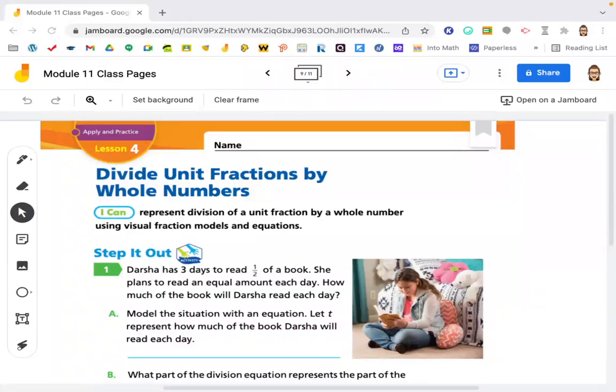Hello, my mathematicians. Today we are looking at Module 11, Lesson 4, Divide Unit Fractions by Whole Numbers. Hopefully by the end of this lesson, you'll be able to represent division of a unit fraction by a whole number using visual fraction models and equations.